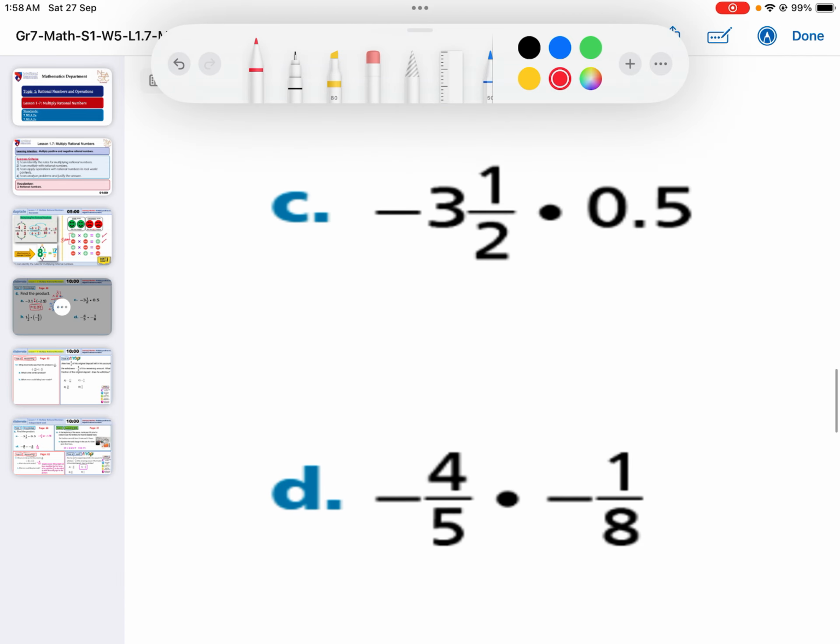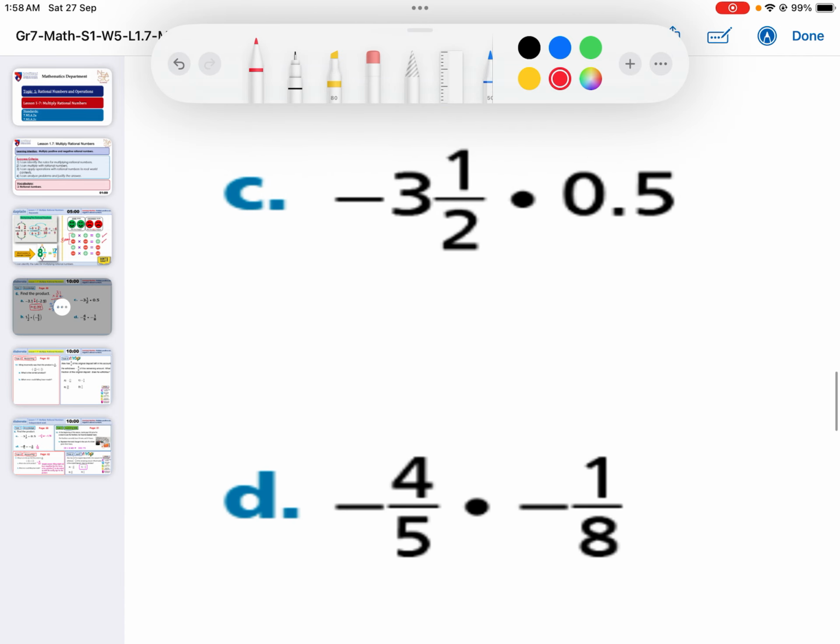Moving on to this one. Now, this one you actually have 2 ways to do it. Either you write the half, 0.5, as a fraction, you write it as a half, or what you do simply is you change this into a decimal. We all know that this is negative 3.5. It's the same as negative 3.5 times 0.5.